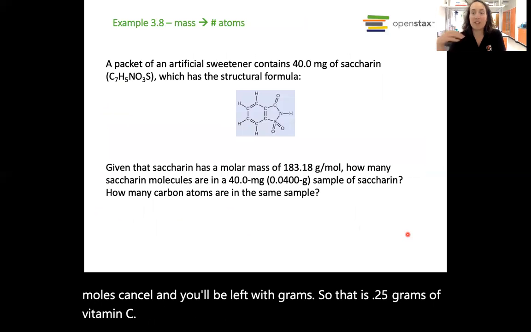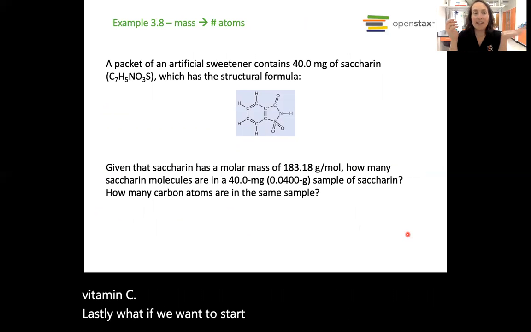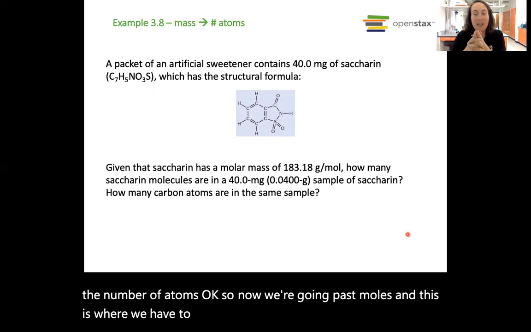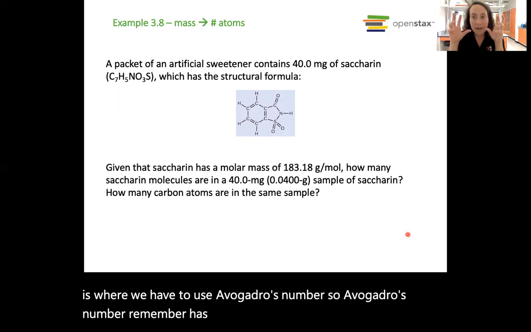Lastly, what if we want to start with grams and get all the way to the number of atoms? Okay, so now we're going past moles, and this is where we have to use Avogadro's number. So Avogadro's number, remember, has units of number of things per 1 mole.